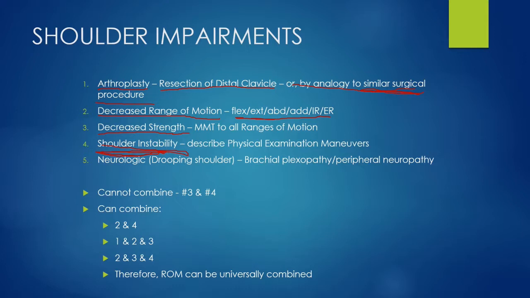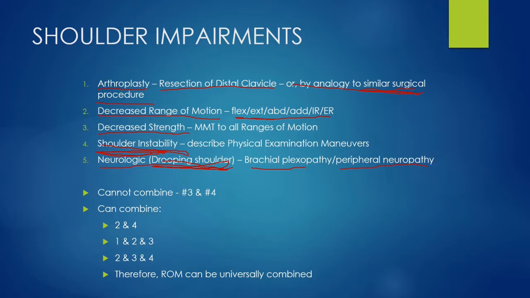Also, the AMA guides provide for permanent impairment due to neurologic effect on the shoulder, such as a result of brachial plexopathy, or perhaps an injury to the peripheral axillary nerve that causes a loss of function of the muscles in and around the shoulder and contribute to a drooping shoulder. This is not something that we're going to see very commonly.